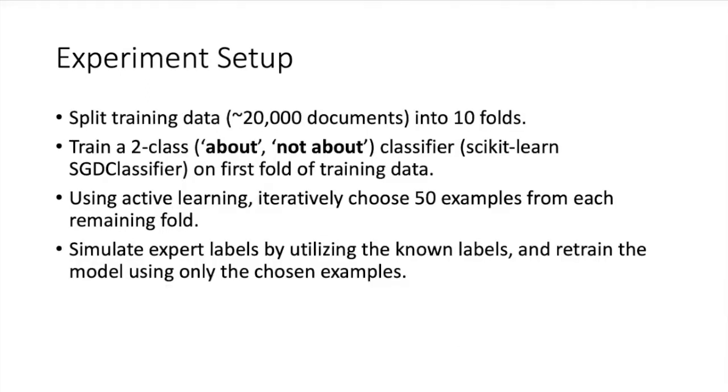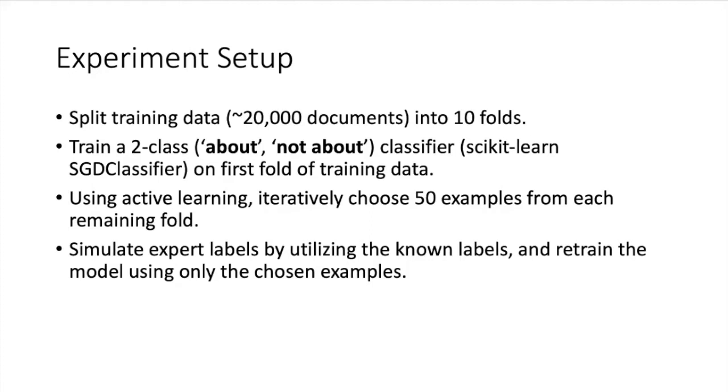For the experiment, we're going to utilize the LYRL 2004 split of RCV1, which holds 23,000 or so documents for training and puts the rest into a test set. We're then going to split that training data into 10 folds. To start, we'll train a two-class classifier that classifies about or not about for a given topic, and train it on the first fold of the training data to represent model initialization, so it starts with some knowledge of the topic.